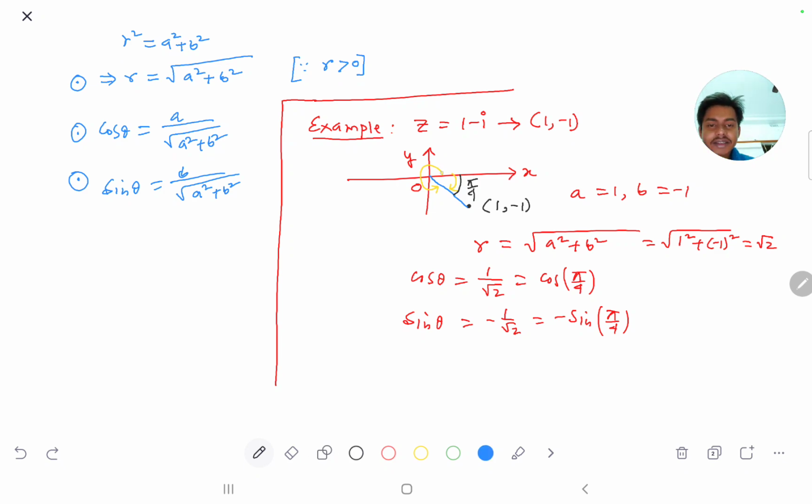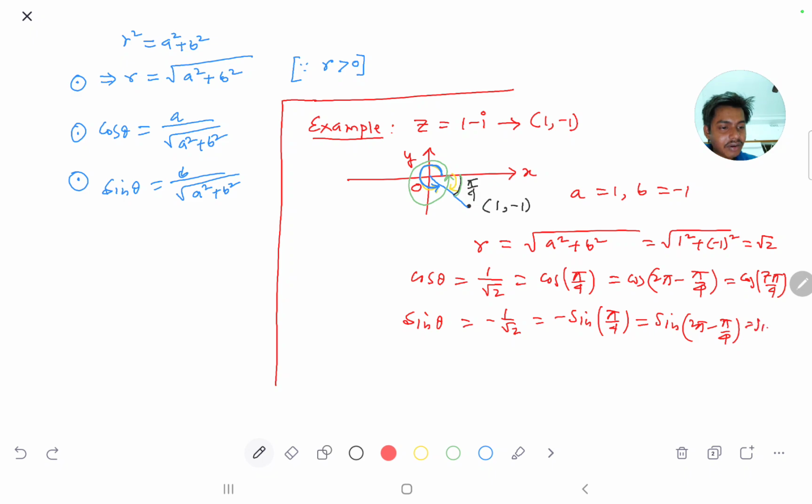Now if you want to get this angle, how do you get it? The total from here to here, the green color, is 2 pi. Now you have this pi by 4, so from here to here, this measure will be 2 pi minus pi by 4. So this will be cosine of 2 pi minus pi by 4 and also sine of 2 pi minus pi by 4. So this is cosine of 7 pi by 4 and this is sine of 7 pi by 4. So we are getting theta equal to 7 pi divided by 4. This is the argument.